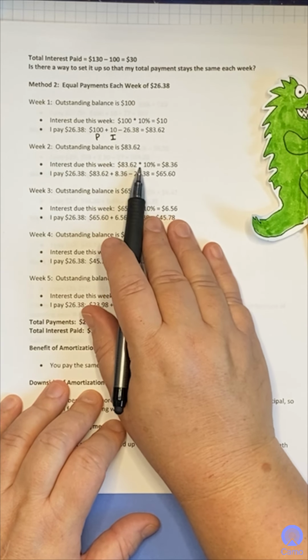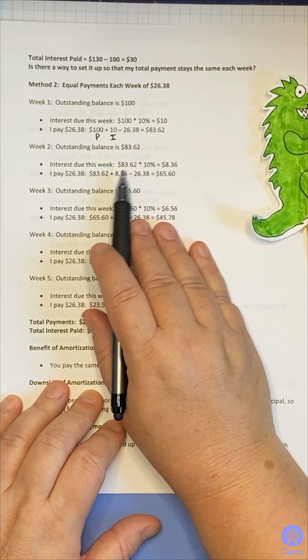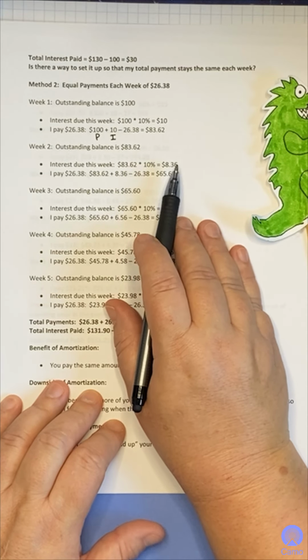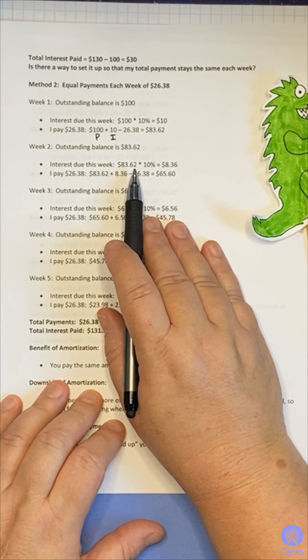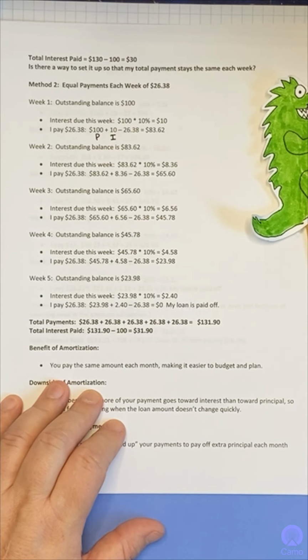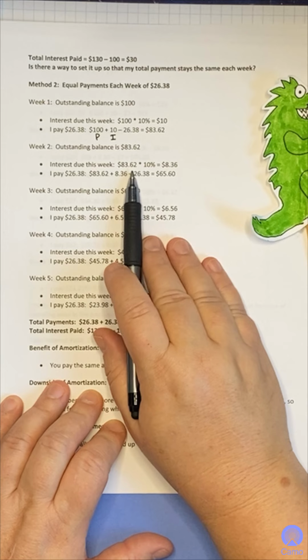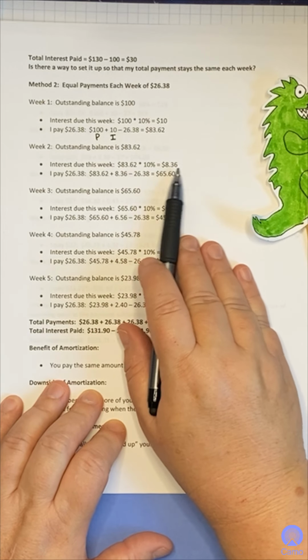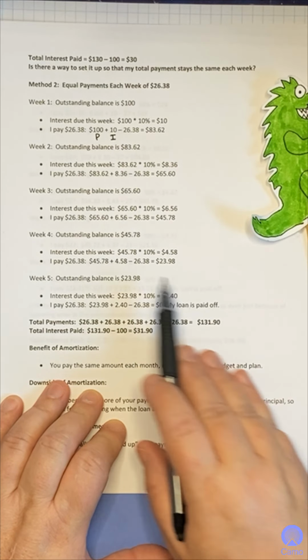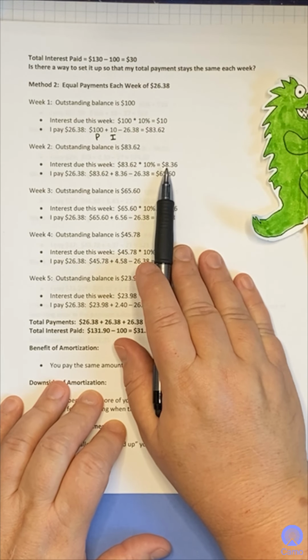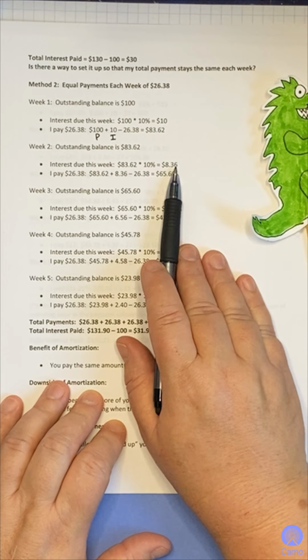Okay, next week. Now it gets really complicated. 10% of $83.62 is going to be $8.36. Now notice that due to rounding, this is going to get a little funky because it means that technically I owe $8.36 and 0.2 of a cent. But there's no way for me to pay that. So we're going to have rounding. So by the end, we're going to have some funky rounding error. We'll deal with it. So I owe $8.36 in interest.